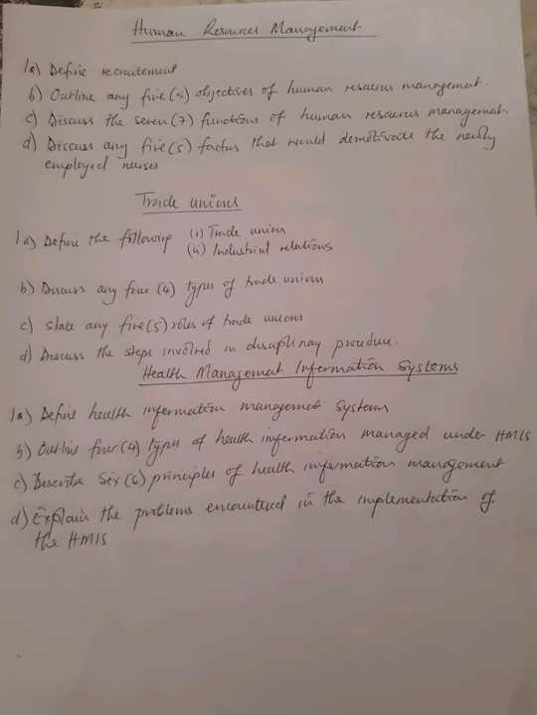Part D, explain the problems encountered in the implementation of the health management information system. In this system, we can also face some challenges, and I'm going to list them. The first one is wrong data entry. If you put wrong data, it means you're going to have a problem in health management information system. The second problem is poor data analysis, which is encountered in the implementation of health management information system. The third one is poor power supply outages, hence the need for backup systems. We've got load shedding taking place.